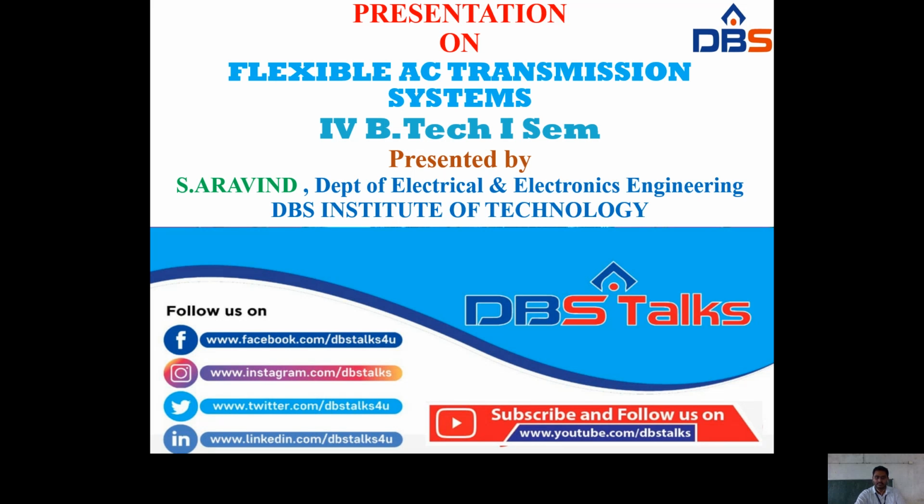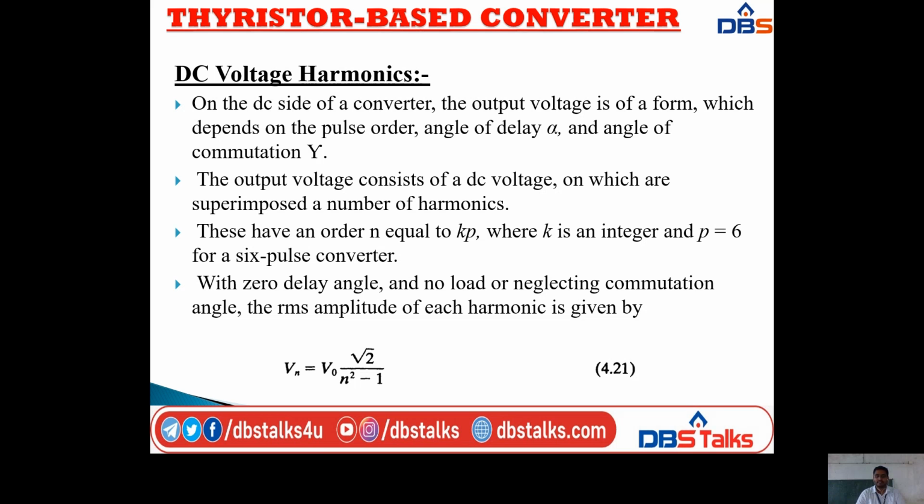Okay, let's get into the point. Firstly, I will discuss the DC voltage harmonics based on a thyristor-based converter. It is purely based on the DC voltage harmonic, that is the DC side. On the DC side of a converter, the output voltage depends on the pulse order, the angle of delay, that is alpha, and the angle of commutation, that is gamma.